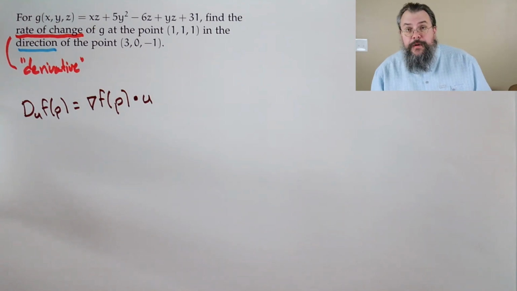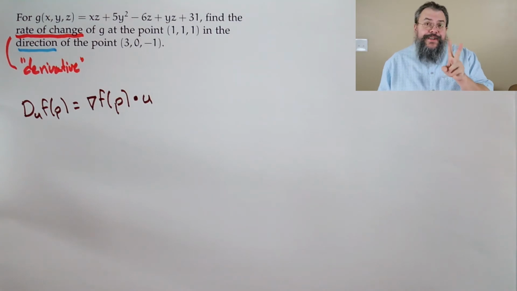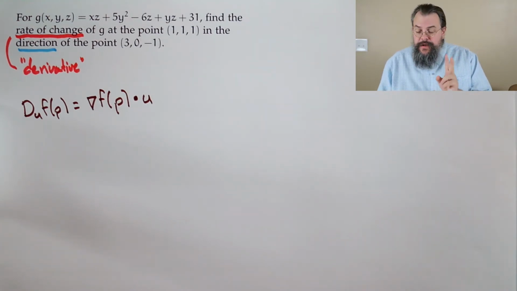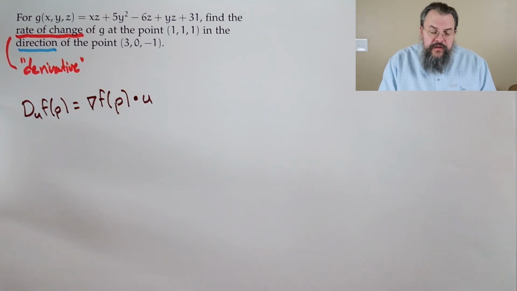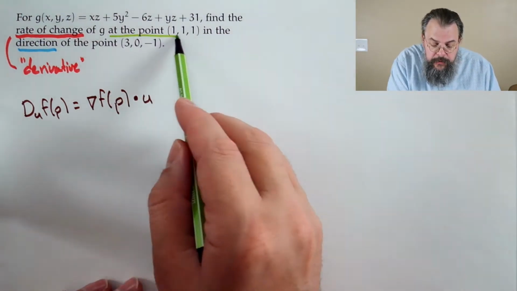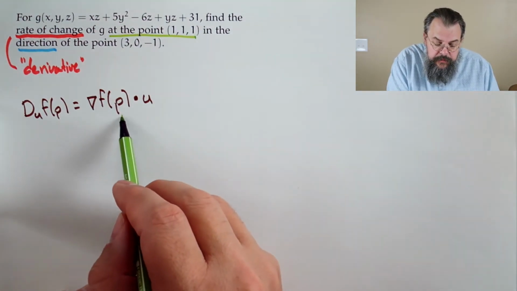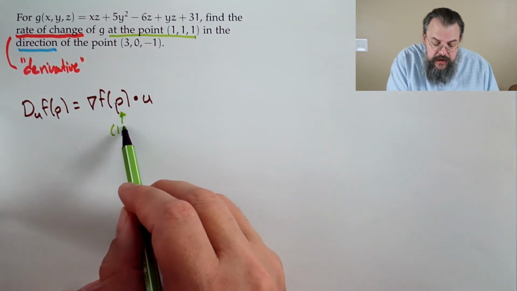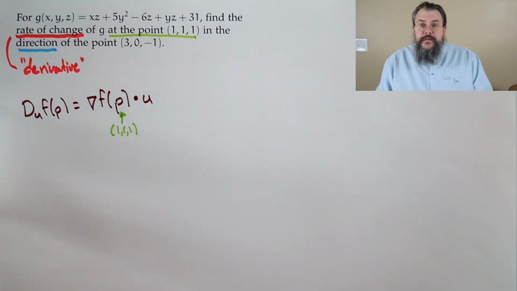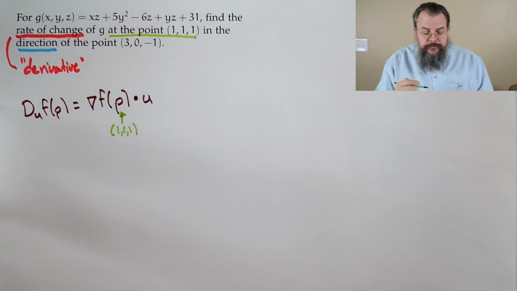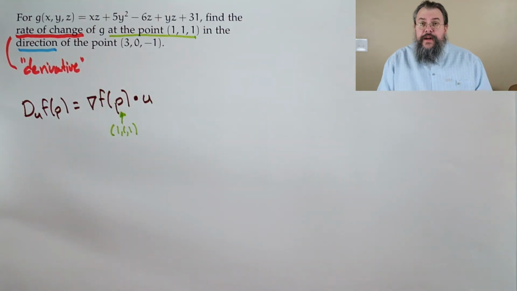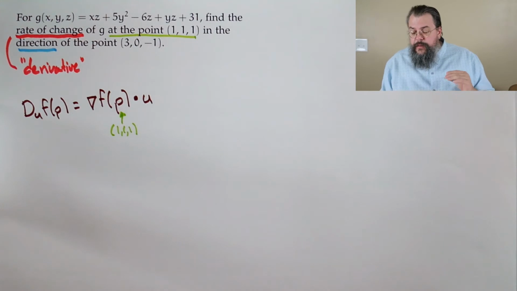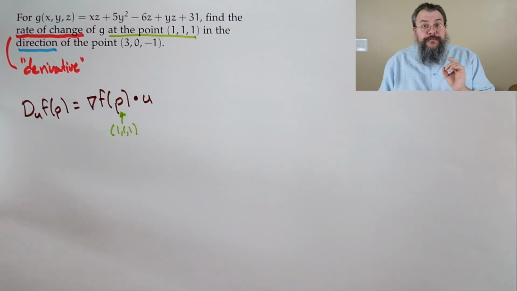Now we know which point we're at, but let's be careful because there are actually 2 points listed here. So we want to make sure we know which one we care about. Which one is our point? Well, it says at the point 1, 1, 1. So that tells us what P should be. The point P is the point 1, 1, 1. So what about the second point? Well, it says the direction of the point 3, 0, minus 1. So that's telling us something about our direction. In other words, it's giving us information about u.